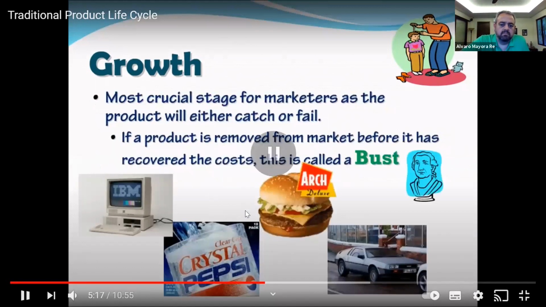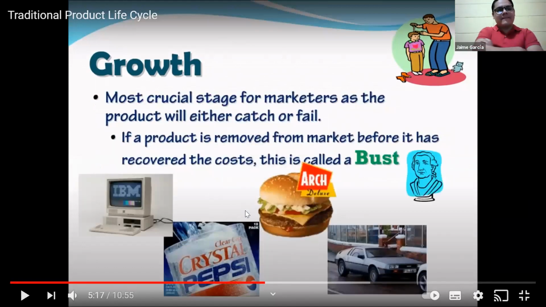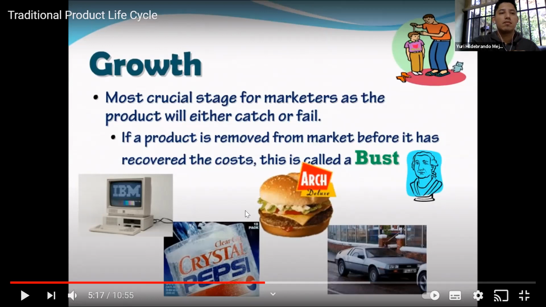So again, what is a bust product? Products that didn't make it to growth. Okay, a failure. Yes, if a product is removed from the market before it has recovered its costs, this is called a bust.